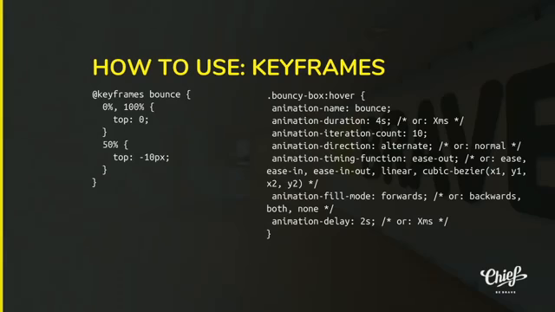And then the shorthand for this is down here at the bottom, where you can just say animation and then write out all the things that you want to happen. So the really simple way of using keyframes is just to say animation and then call your animation name and set a time to it. That's all you need is the name and the time.